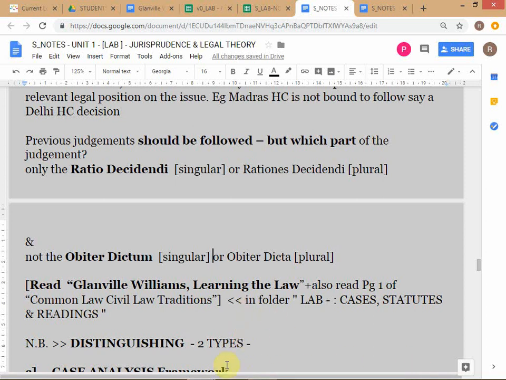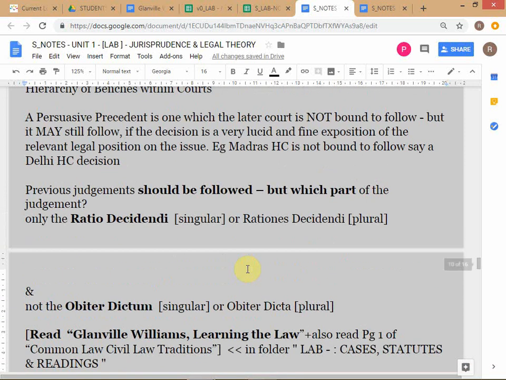Okay. All right. So obiter dictum does not have to be followed. Only the ratio decidendi has to be followed. So you can see the connection between these three concepts: the hierarchy of courts, then the doctrine of stare decisis, vertical and binding, and also horizontal, which is connected to the hierarchy at one particular level only, and then the question of ratio decidendi. Because if you're going to follow the previous judgment, the question arises, what part of the previous judgment? And the answer is only the ratio of the previous judgment.